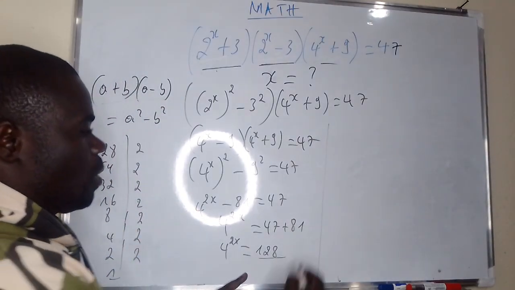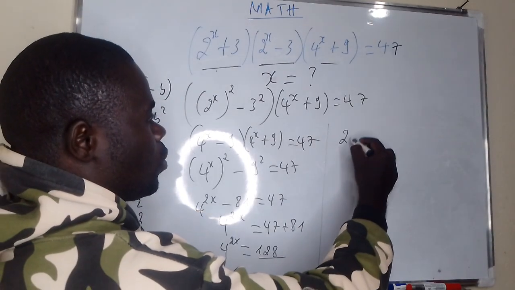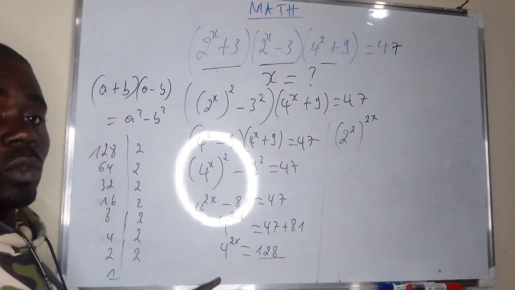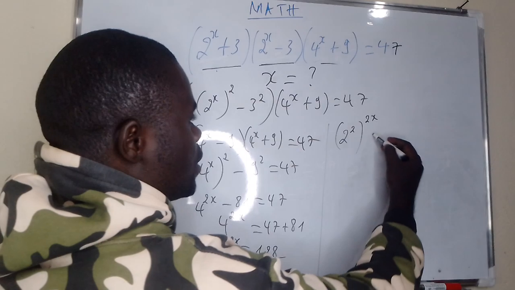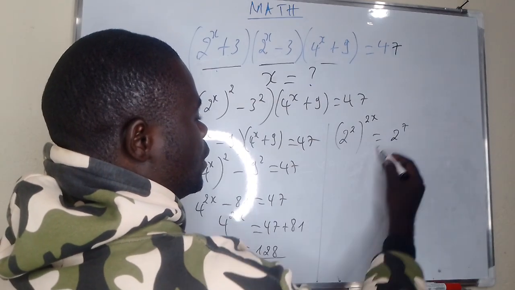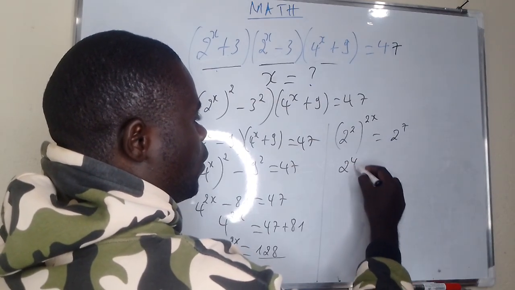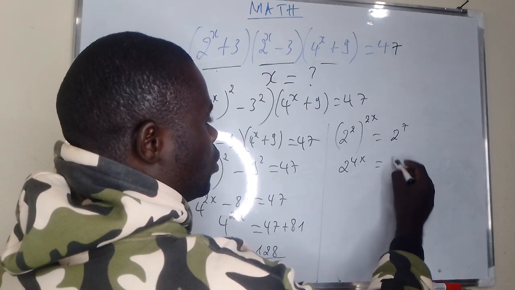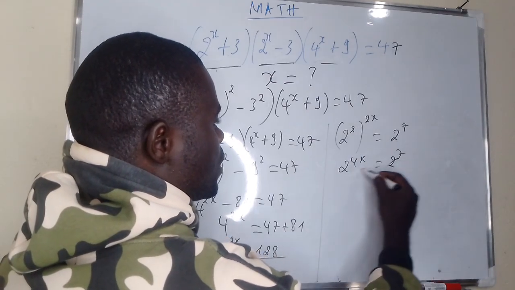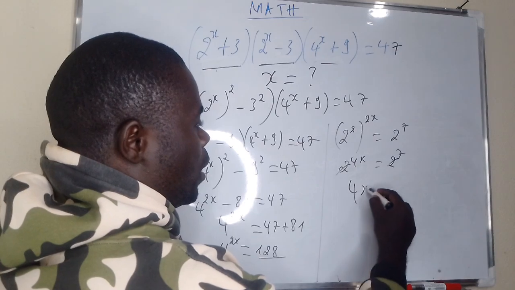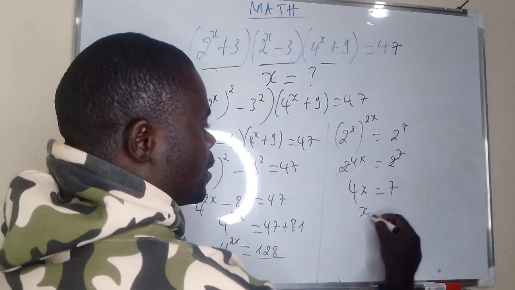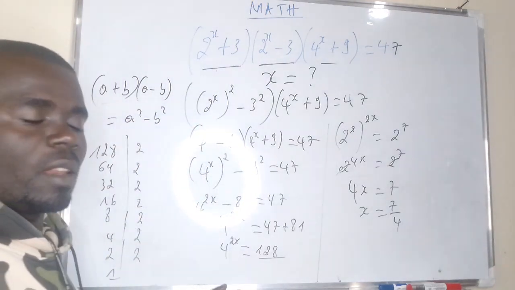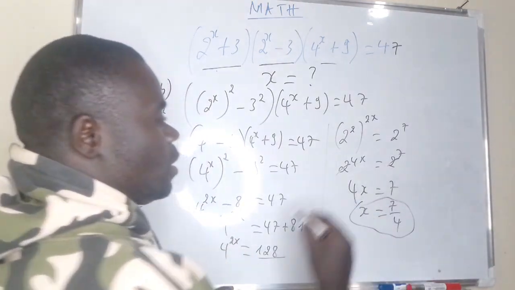And then this one will become (2²)^(2x), since 4 is 2². Then 2 into 2x is 2^(4x). This is 2^(4x), which is equal to 2^7. Base and base simplify, and 4x is equal to 7, and x is equal to 7/4. That is the final answer to that equation.